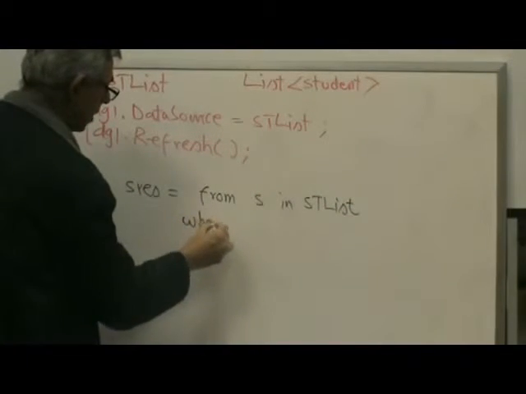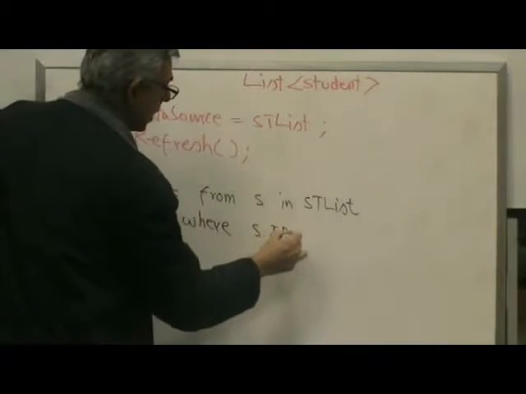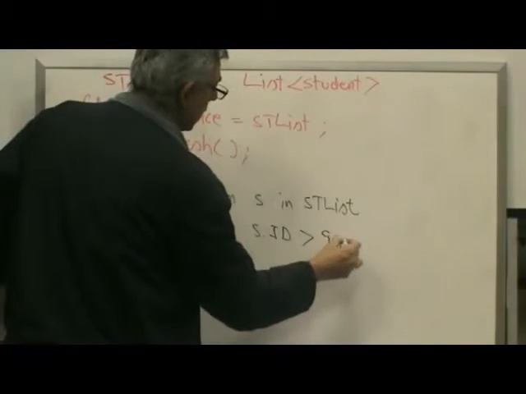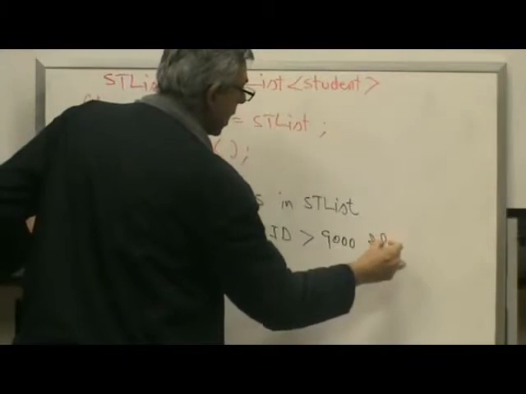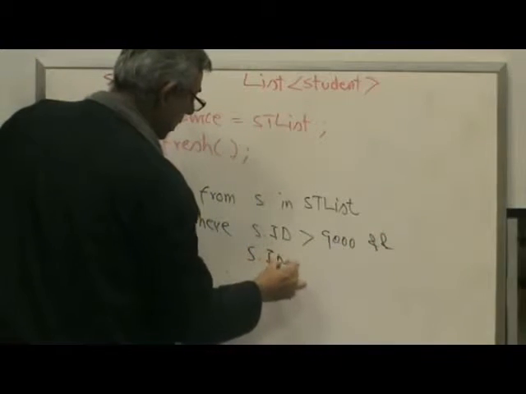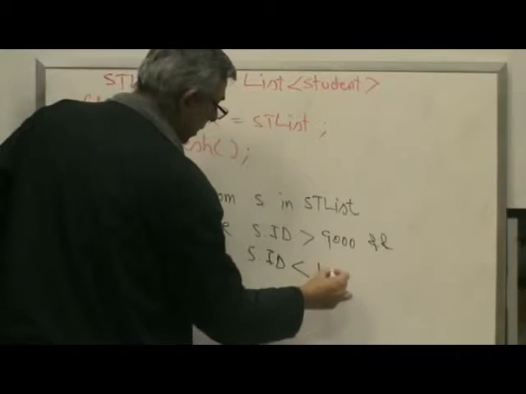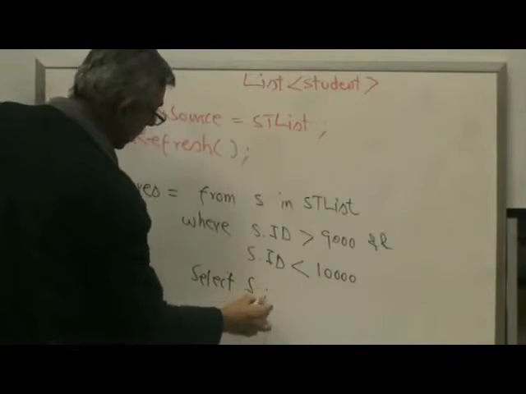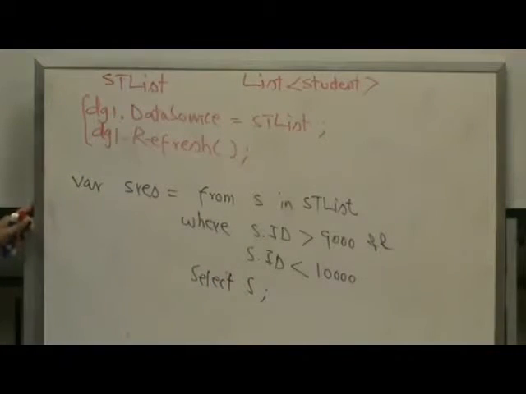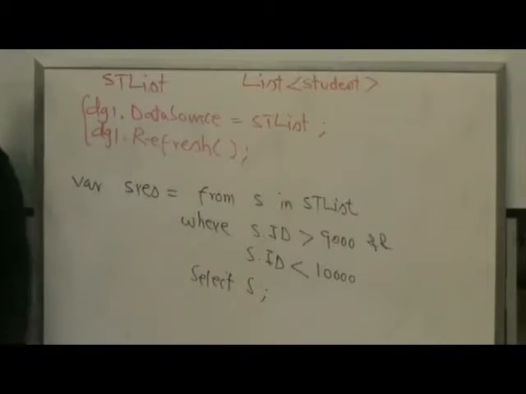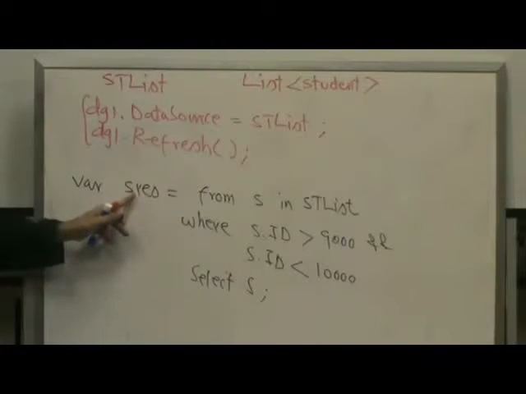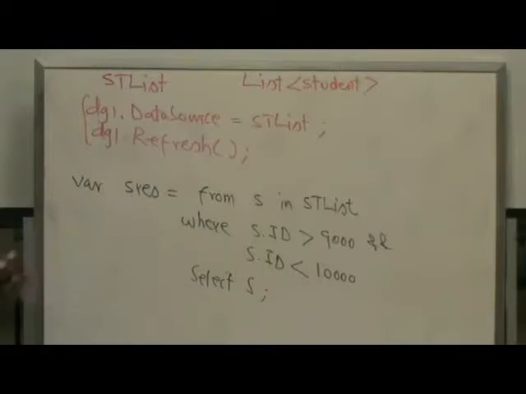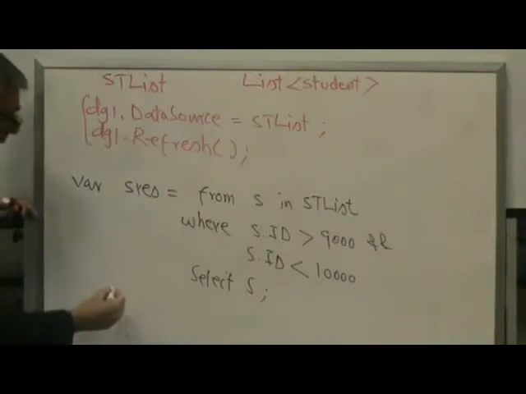Okay, where S.ID, let's say, is greater than 9,000 and S.ID is less than, let's say, 10,000. Select S, right? Because now I did not say first or default, so what will it return? What will SRES be? It will be an IEnumerable sequence, right? Or a list. Okay.